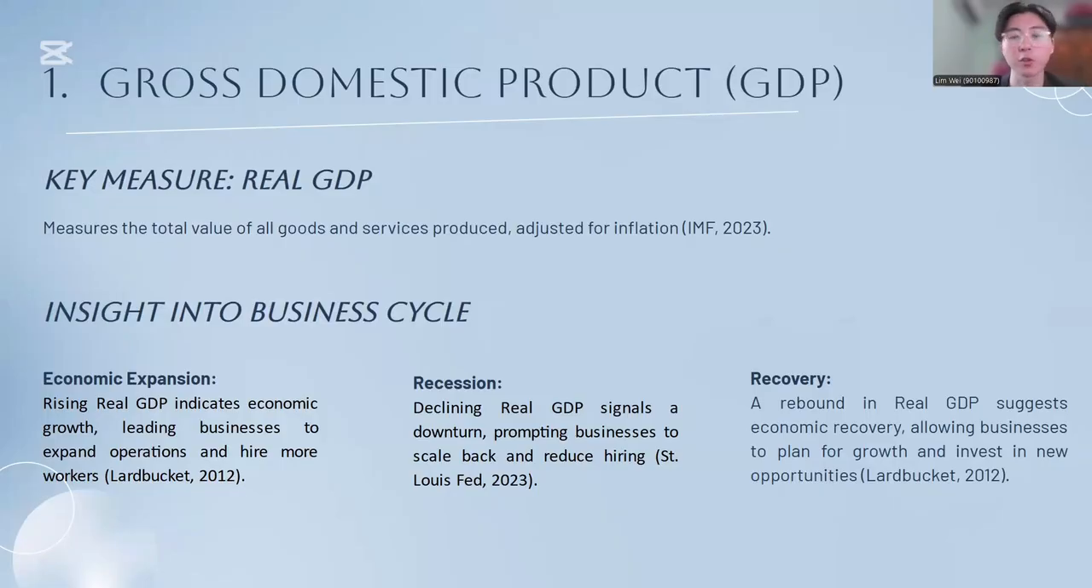If GDP falls for two straight quarters, it indicates a recession. Firms may scale back operations and reduce headcounts. A rebound in GDP signals recovery, where businesses begin reinvesting and hiring again. Tracking GDP trends is vital for aligning strategic decisions with economic momentum.